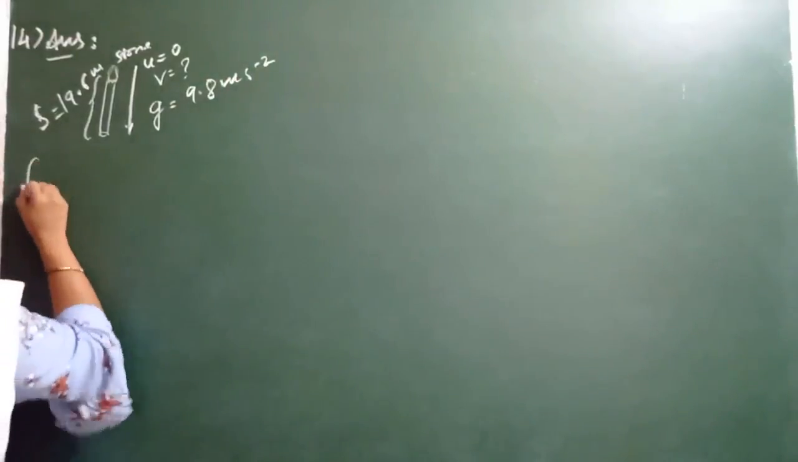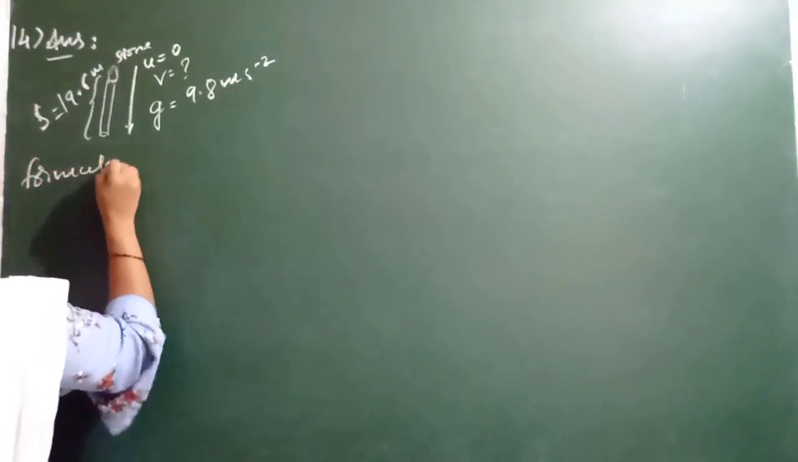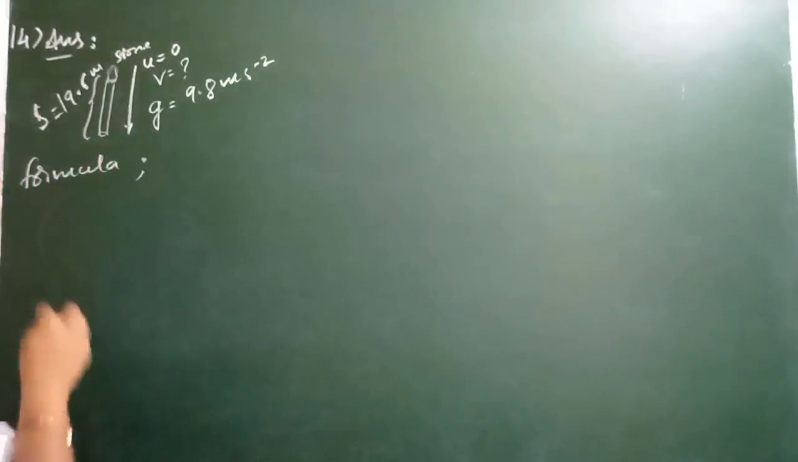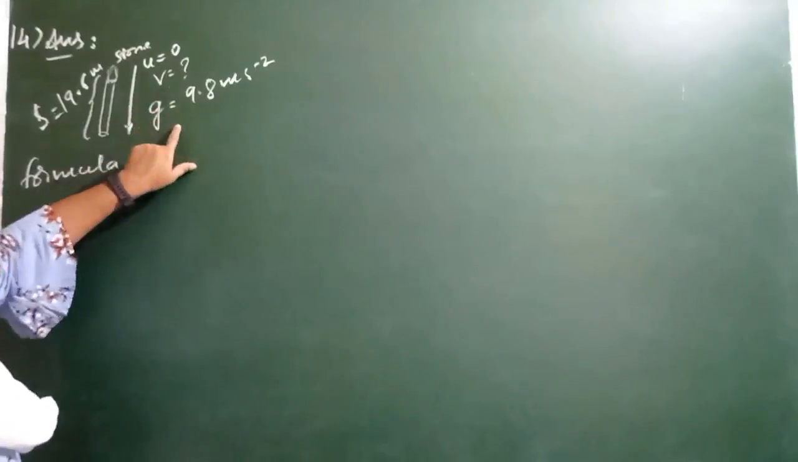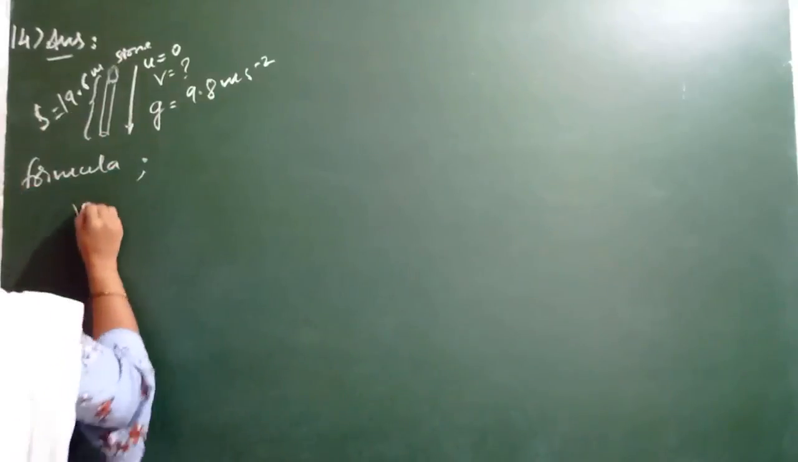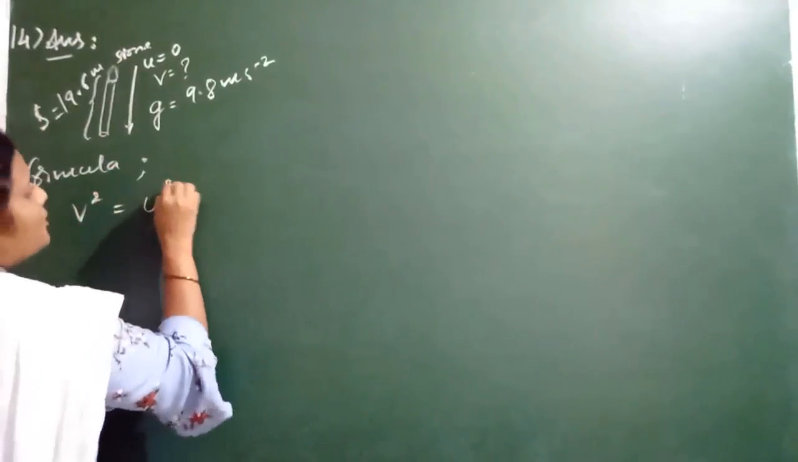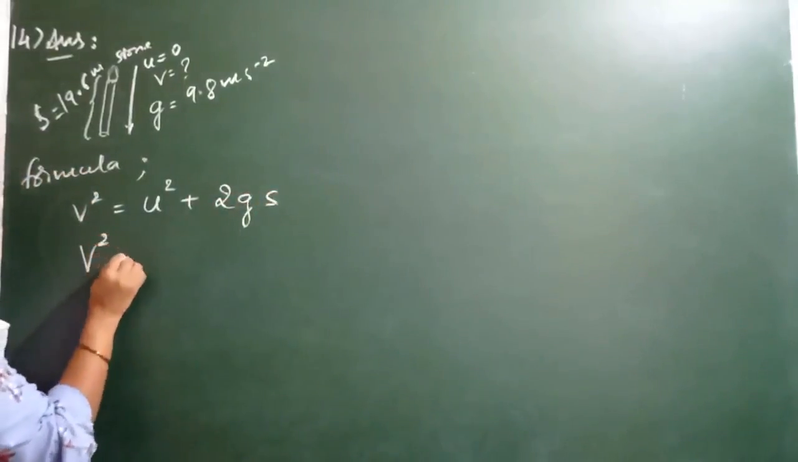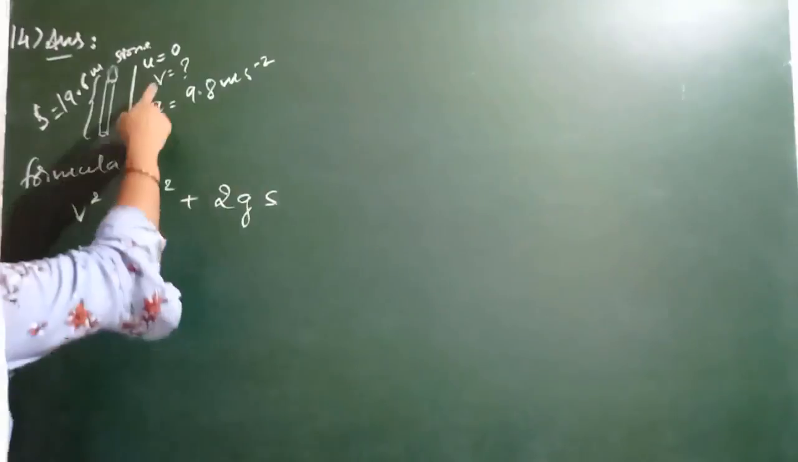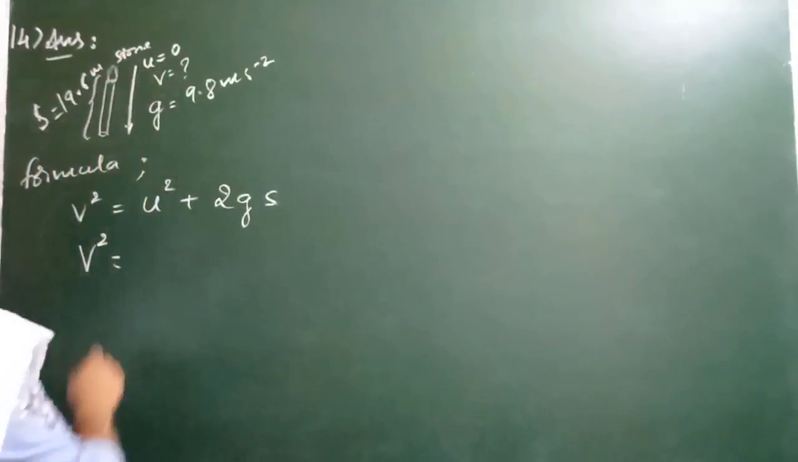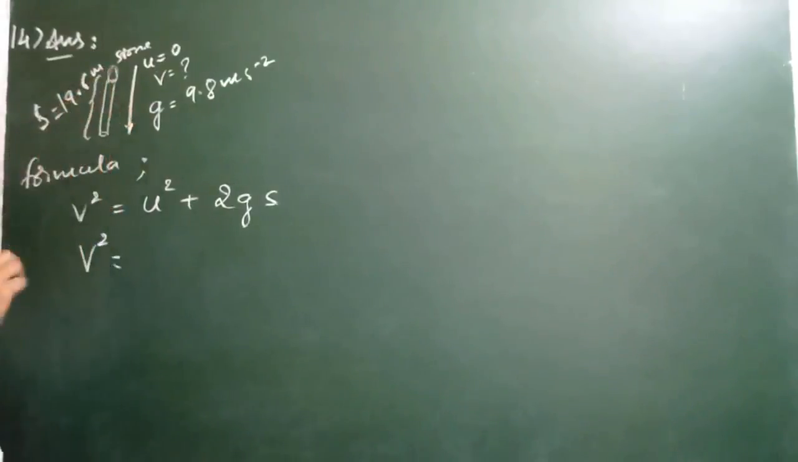So let us use the formula, children. Which formula shall we use? Here u we know, v we are going to calculate, g is already given, and s is given. So we need to use the formula, yes, very good. What is that? v square equals u square plus 2gs. We are going to calculate its final velocity, no? v is nothing but the final velocity. u is the initial velocity.